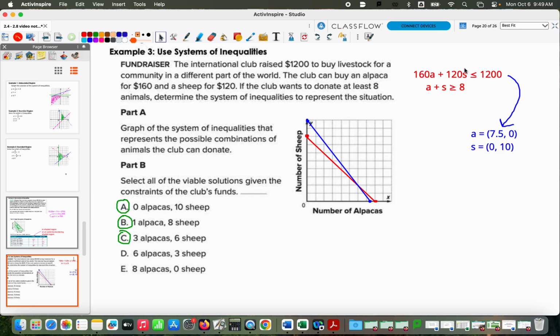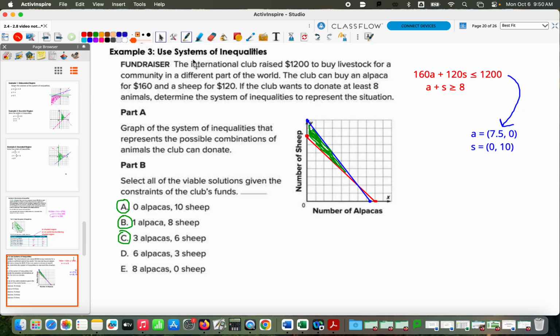If I plug in 0 for the S and divide by 160, I get my alpaca x, in this case the x-intercept, at 7.5. And vice versa, if I plug in 0 for the A and solve for S, you get 10. So it starts up here at 10, goes down to 7.5, and I drew the line. For our red line, it was greater than, so I want to be above this line, but below the other line. So all my answers should be in this section here, everything in here. It's hard to shade on my laptop, but you get the idea.